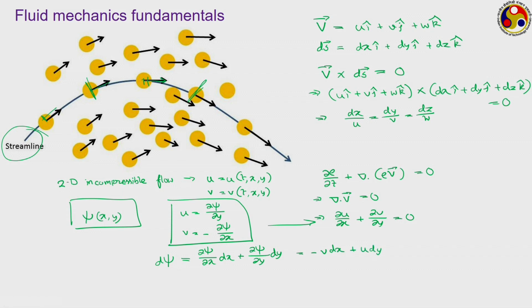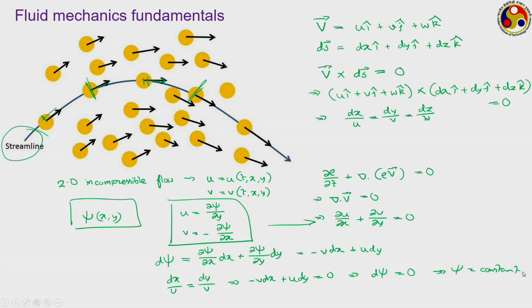And now go back to the definition of the streamline. The mathematical form of the streamline in a two-dimensional situation is dx upon u is equal to dy upon v, that is, minus v dx plus u dy is equal to 0. So taking the definition of the streamline, d psi is equal to 0, which for the stream function refers to psi equal to constant.